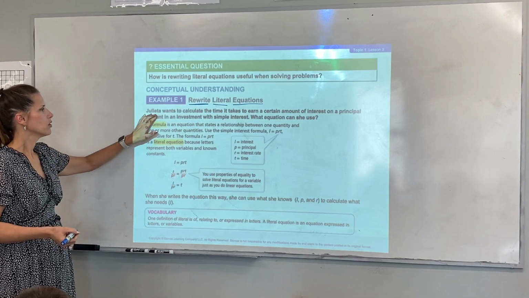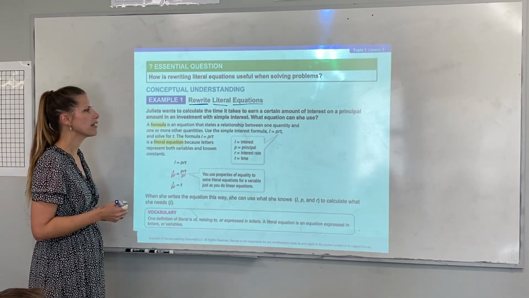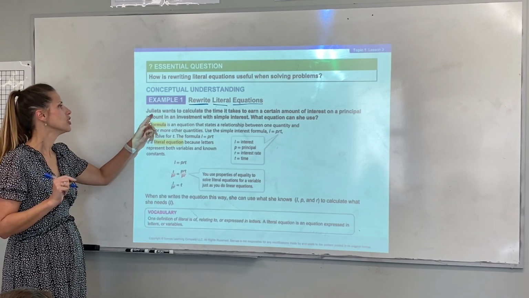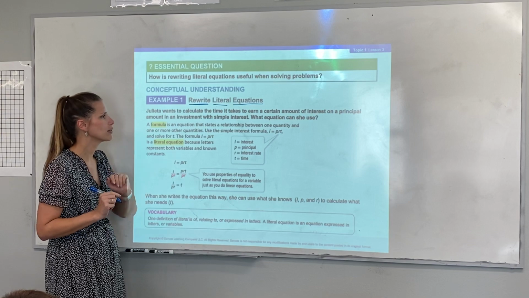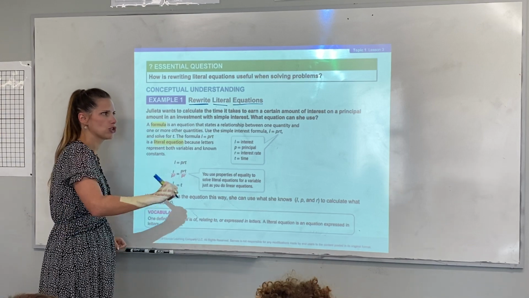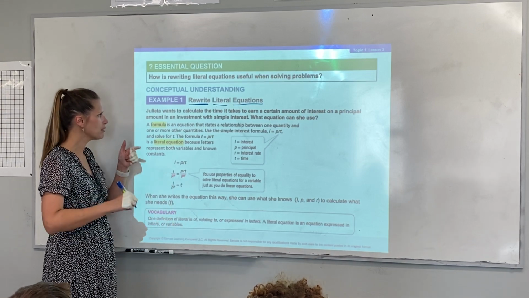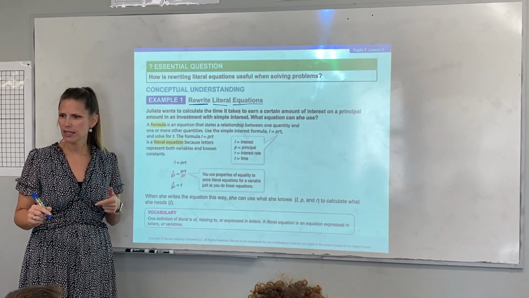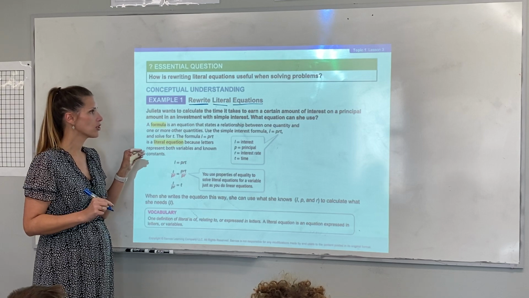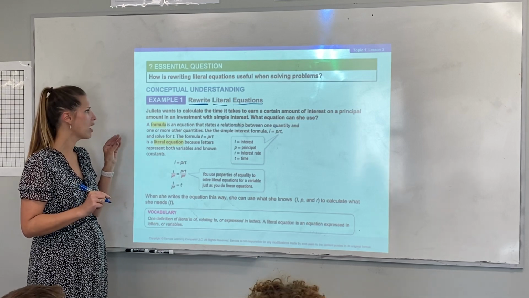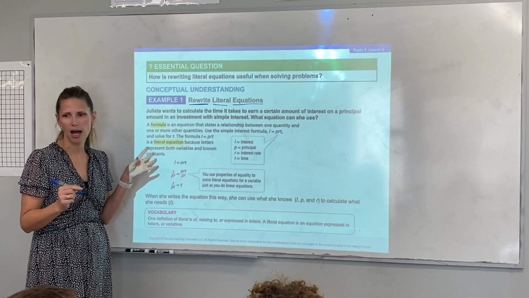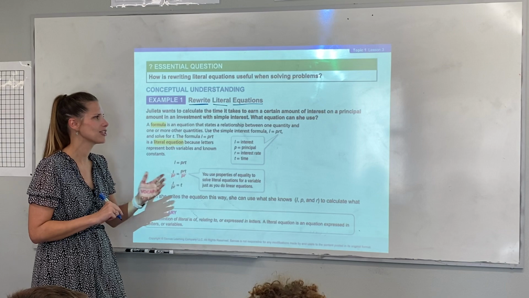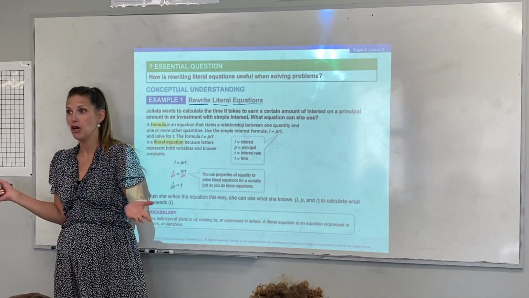Let's read this. Julieta wants to calculate the time. It's going to sound so complicated. Don't let it confuse you. Julieta wants to calculate the time it takes to earn a certain amount of interest on a principal amount in an investment with simple interest. Did anyone else just hear blah, blah, blah? That's what it sounds like when I read it too. And then it says, what equation can she use? And it's like, I have no idea.